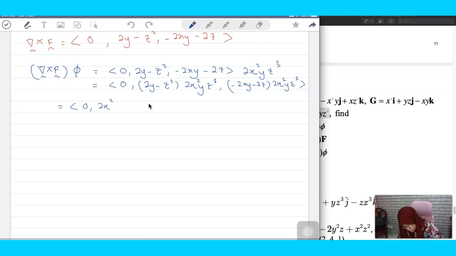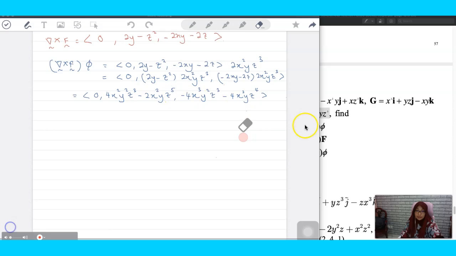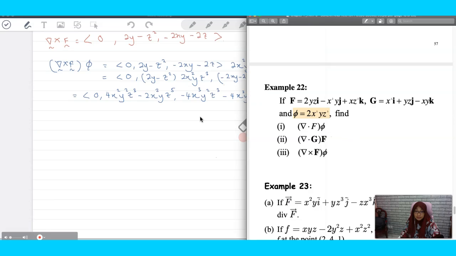2x squared should be 4, right? 4. Okay, so that is the answer. So if I have done something incorrectly, please let me know.